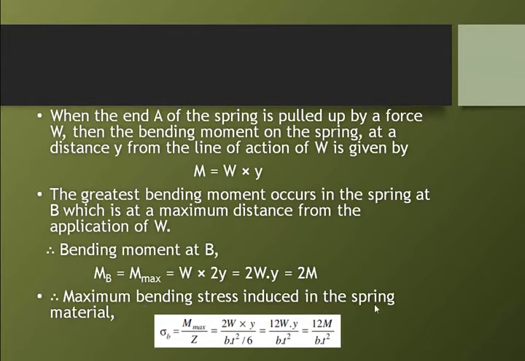Maximum bending stress induced in the spring material: stress sigma b is equal to M by Z, where M max is equal to 2W into y and Z will be bt square by 6. From this we get 12Wy by bt square, or 12M by bt square.